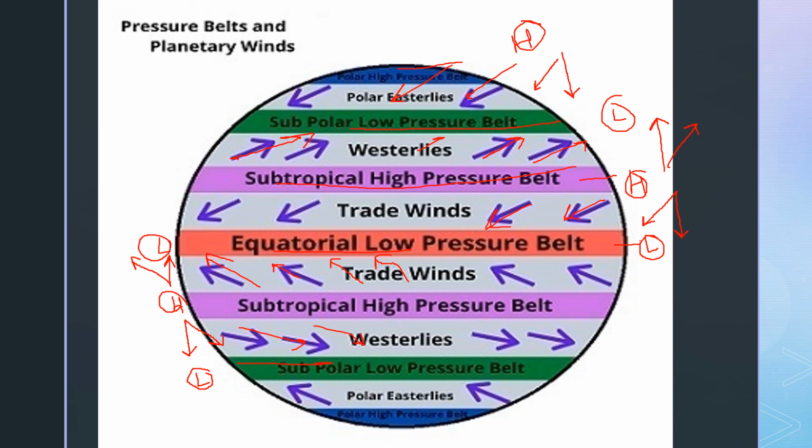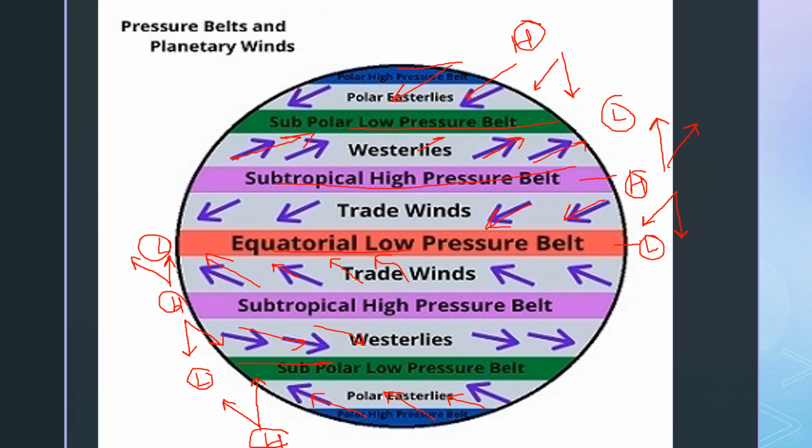Now the polar region is a high pressure belt. As it is a high pressure belt, the direction of the wind would be this. So the pressure gradient direction is from this high pressure to low pressure. The wind would get deflected to its left due to the Coriolis force. So the direction of the wind is this. So this is how the easterlies would be present here.